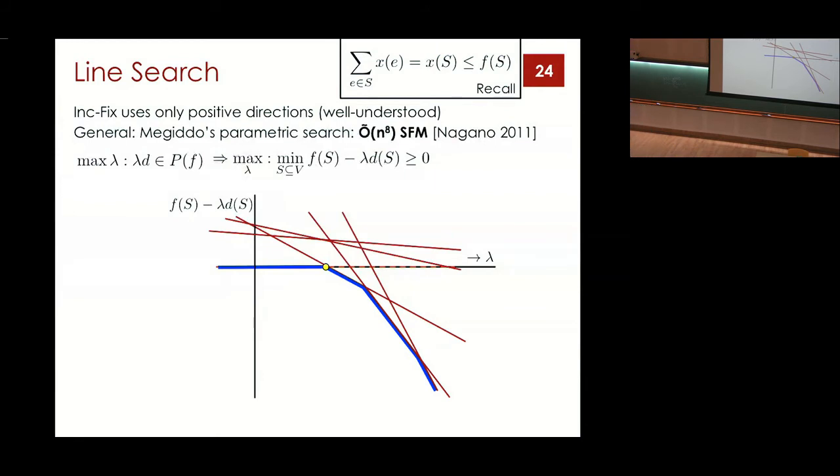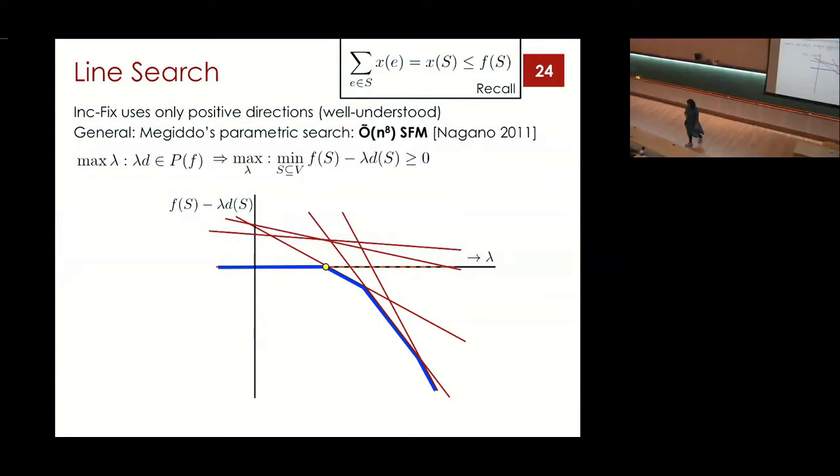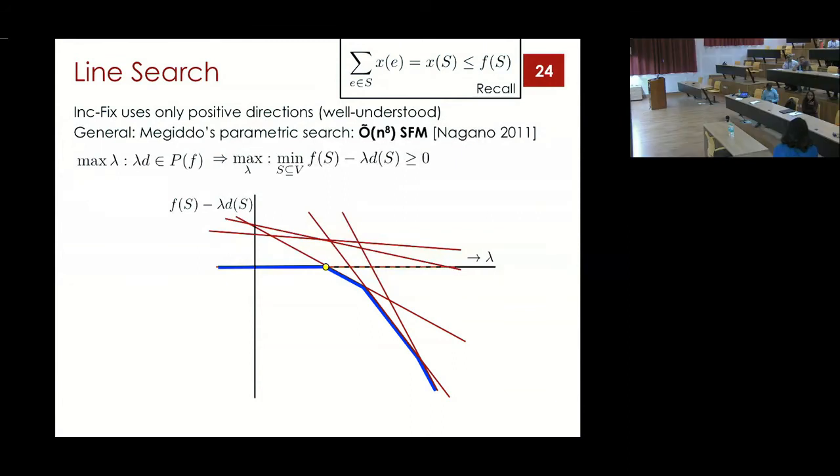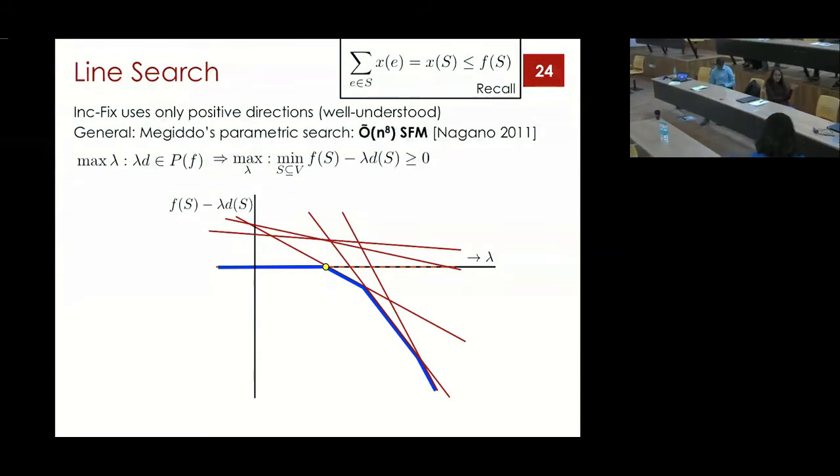Because, let's say at least for infix, you would need a strongly polynomial time algorithm if it was just positive direction. The infix running time is strongly polynomial, for instance. L comes into the log.